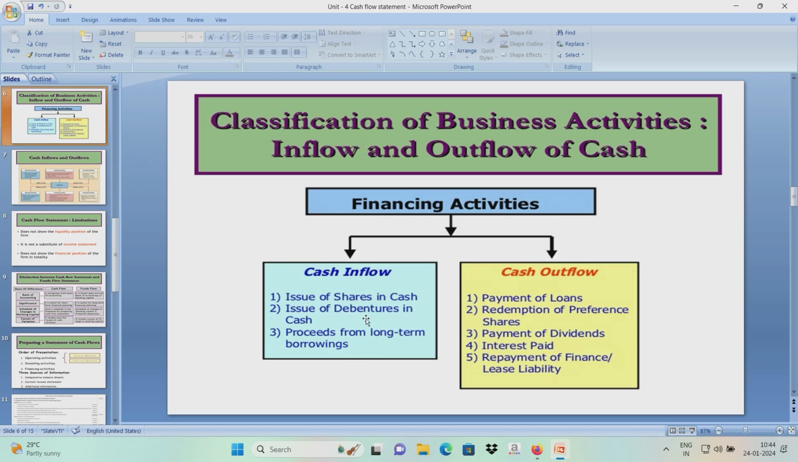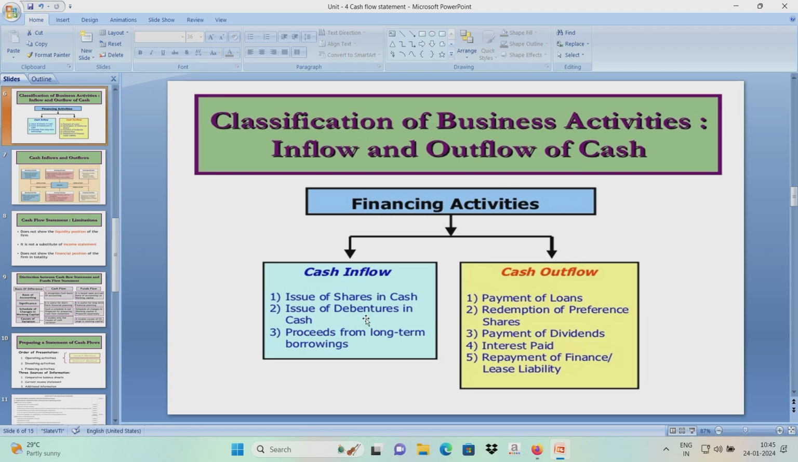Next is financing activities. For financing activity also, we need to ascertain the cash inflows and cash outflows. The cash inflows are the issue of shares, when the company issues shares in the stock market, the issue of debentures for cash, and proceeds from long term borrowings, that is, debentures or bonds. These are the three items that come under cash inflows.